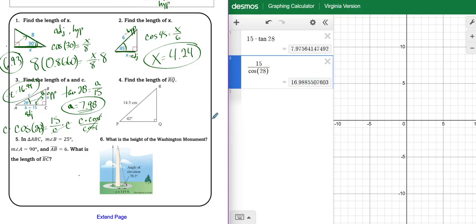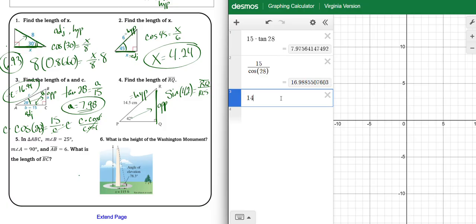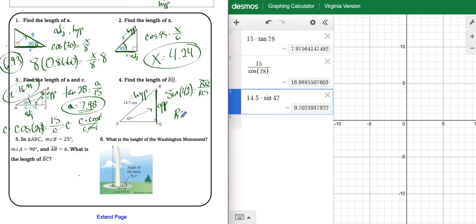All right, on number 4, we're looking for the length of RQ. So we want to find the side that is opposite the angle that we're given. And we're given the side that's the hypotenuse. So we're trying to relate the opposite to the hypotenuse. So we're going to use sine. Sine of 42 equals the opposite over the hypotenuse. So we could do 14.5 times sine of 42. That tells us that RQ has a length of 9.70.